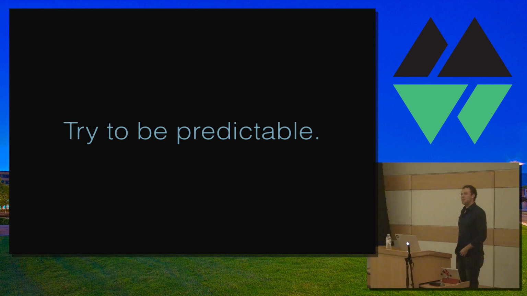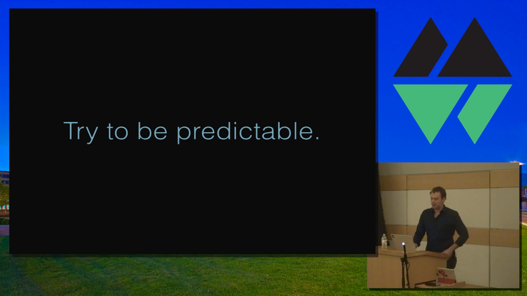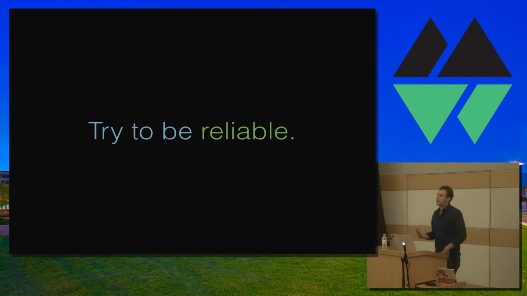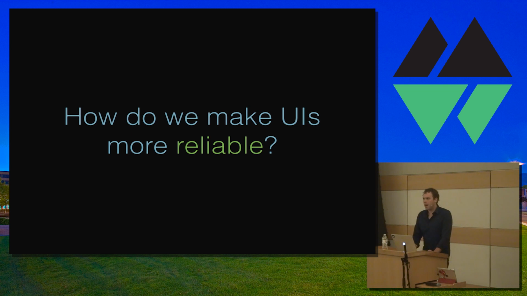I like to focus on being predictable. And another word for being predictable is to be reliable. So it's really hard to build UIs. I would just prefer if they broke the same way every time. And if the same series of interactions that a user does, if I do it on my workstation in my development environment, I want it to have the same behavior. So let's talk about how we make UIs a little more reliable.